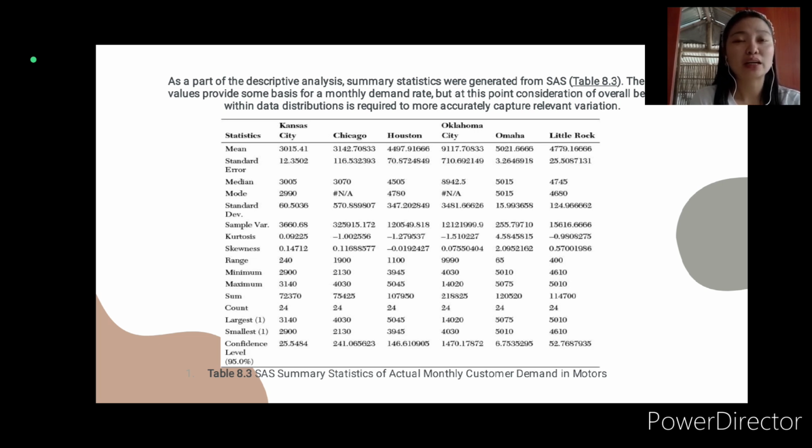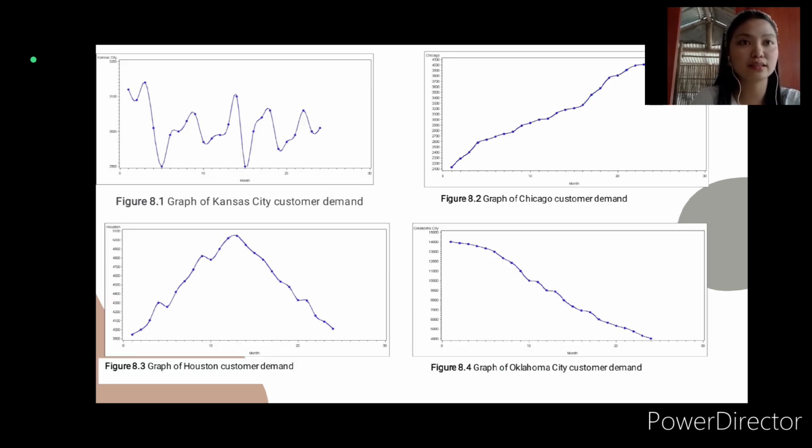Makikita natin dito yung data ng Kansas City at ng Oklahoma City in customer demand in motors. At saka dito, makikita natin yung summary statistics na were generated using SAS as a part of the descriptive analysis. The mean values give some foundation for a monthly demand rate, but at this point, analysis of overall behavior within data distribution is required to reflect meaningful variance more precisely. Other statistics to that aim can provide a picture of the data's distribution. Dito nga natin makikita yung sa next slide.